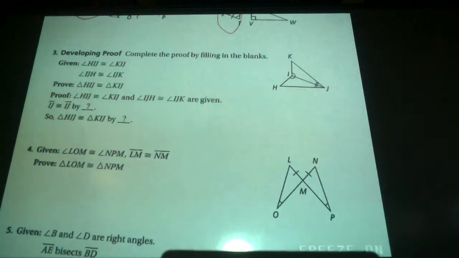Mm-hmm. And it could be of congruent angles. We'll get to those also. But right now it's... Yeah.